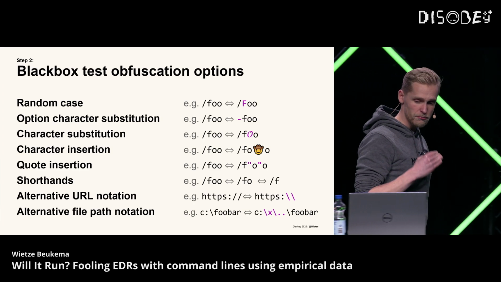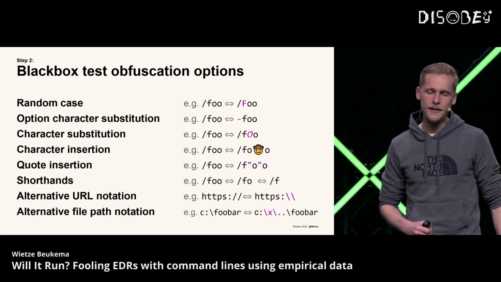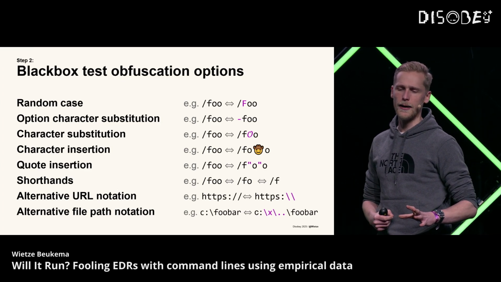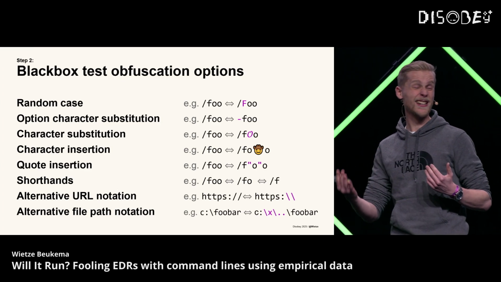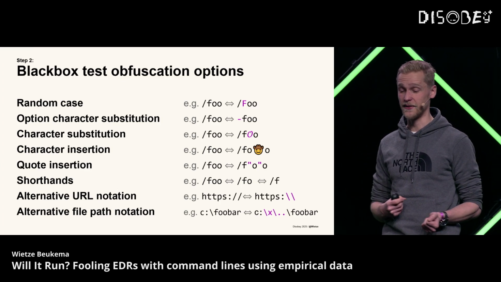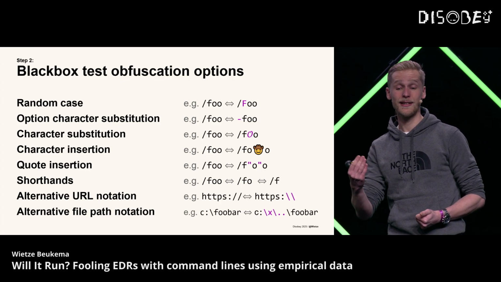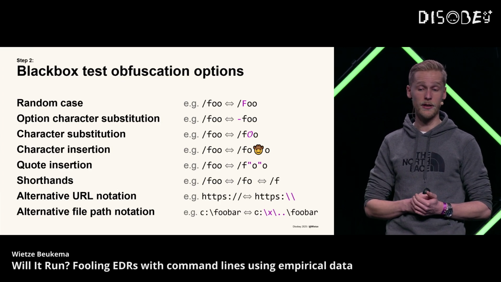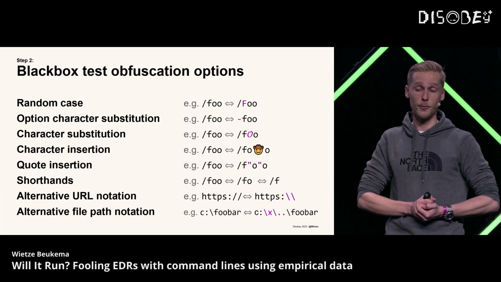So I defined, 6 or 8? 8 different obfuscation options, most of which I covered just now. But let's quickly go through them. Random case, we didn't really touch on, but in Windows, most things are case insensitive. But not all of them are. So let's check for an executable if it accepts differently coded, like uppercase, lowercase arguments.